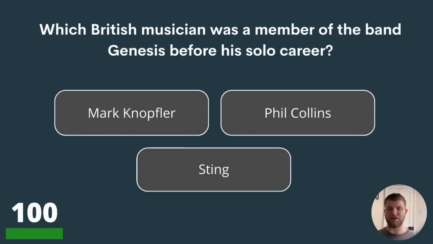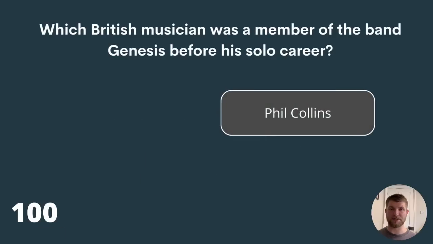And question 100. Which British musician was a member of the band Genesis before his solo career? Mark Knopfler, Phil Collins, or Sting? The answer is Phil Collins.